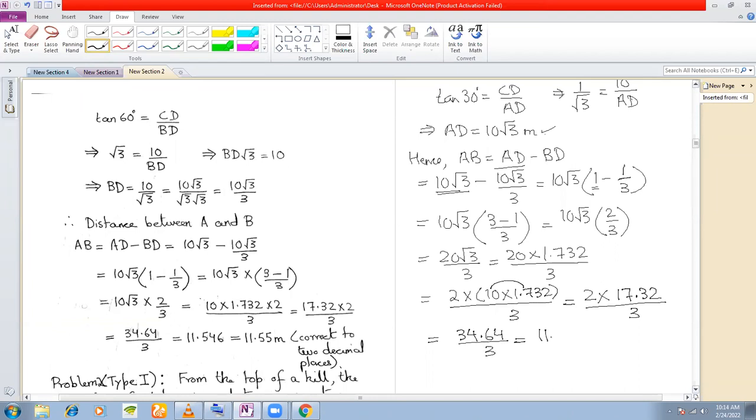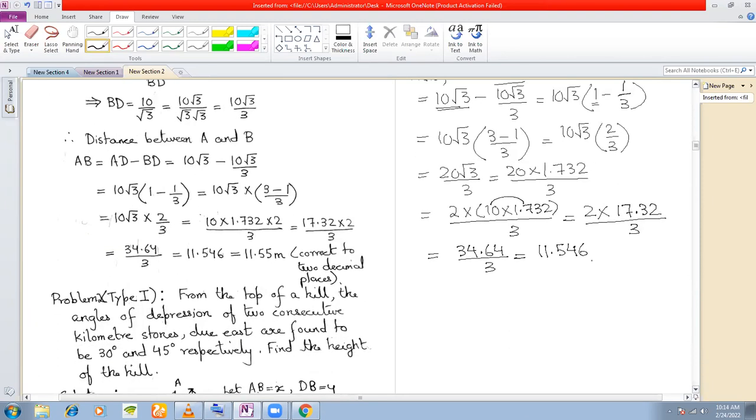Now if you divide this, you get 11.546. But they have asked you only up till 2 decimal places, right? You know how to round off. Because there is a 6 here, this digit is greater than 5. That means when this digit is greater than 5, the previous digit has to be increased by 1. So you write this as 11.55 meters, correct to 2 decimal places.